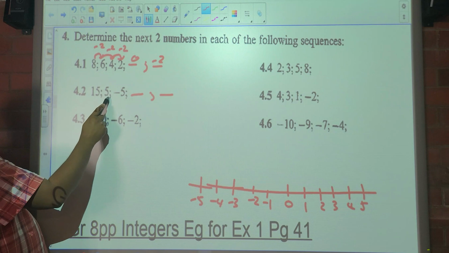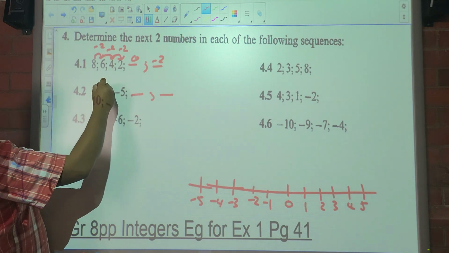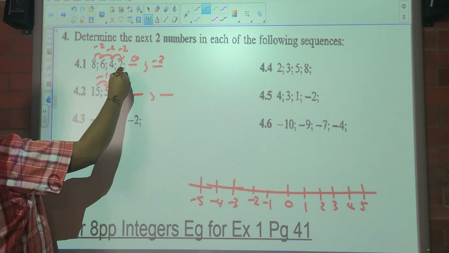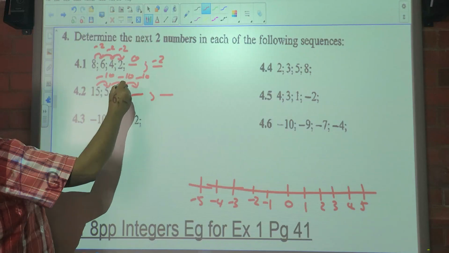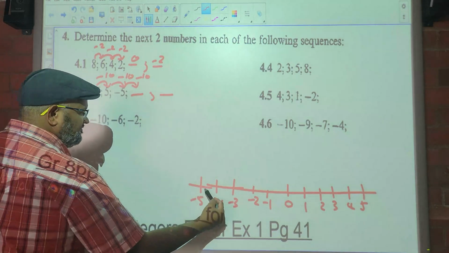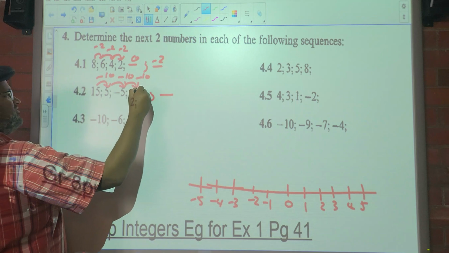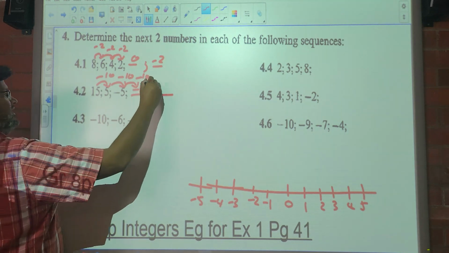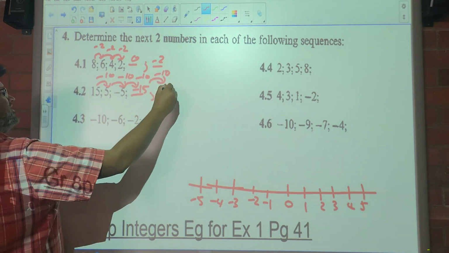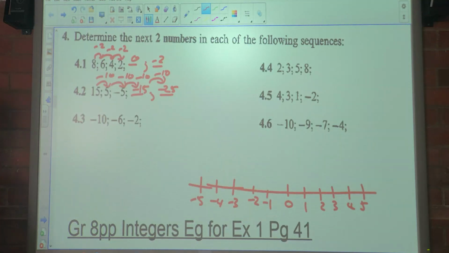Now 15. How do we get from 15 to 5? Minus 10. So minus 10 again, what do I get? Negative 5 minus 10. It's going to give you negative 15. Negative 15 minus 10, negative 25.